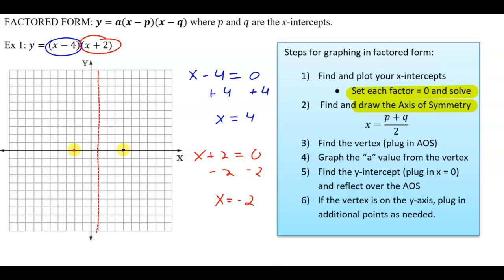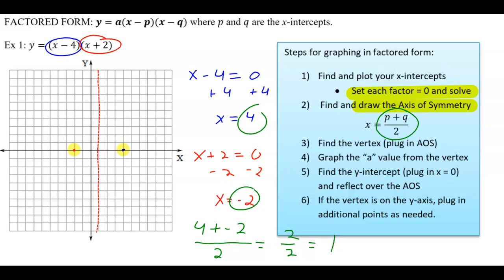But if it's not as obvious, what you do is you just add up the x values, which the two x-intercepts are p and q, and you divide it by 2. That's the average. You've known that forever. So if I add them up, so if I take 4 plus the other x-intercept was negative 2, and divide that by 2, that's the middle. So 4 plus negative 2 is 2, divided by 2, which we know is 1. And that's why our AOS is x equals 1.